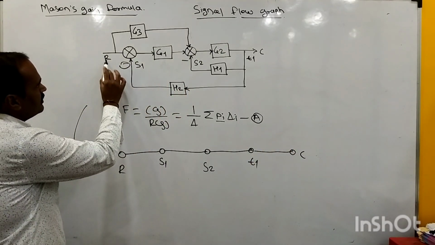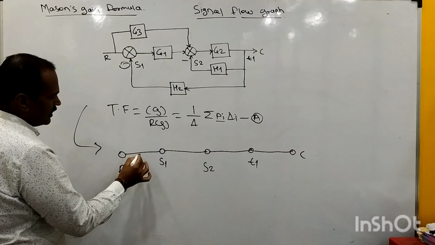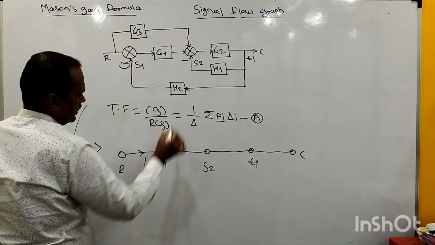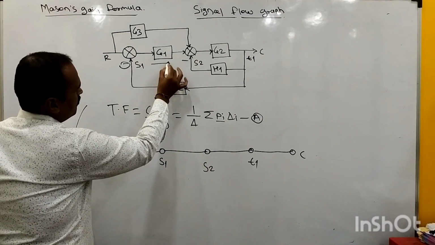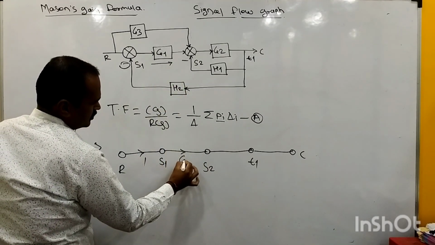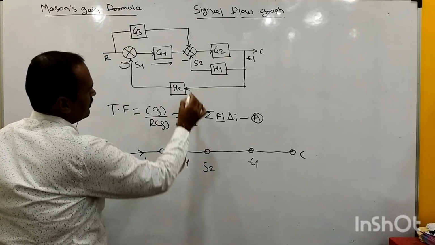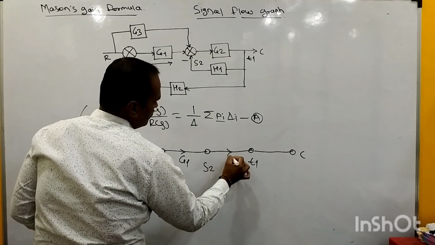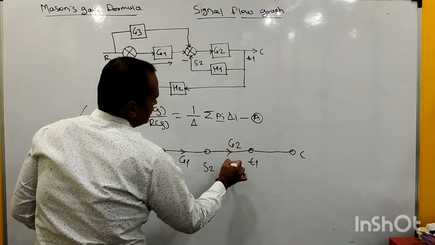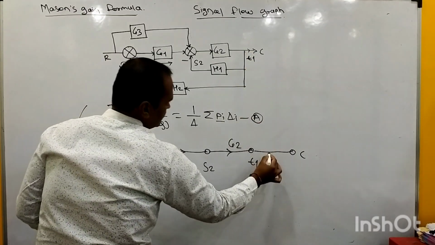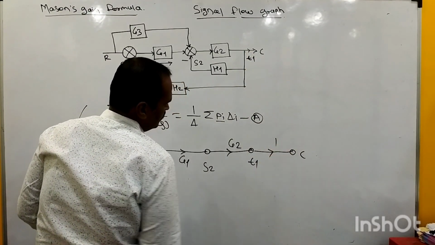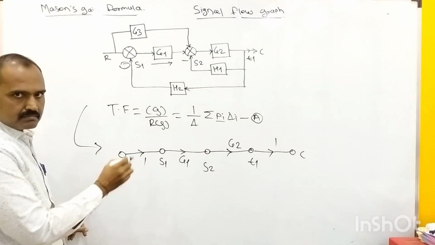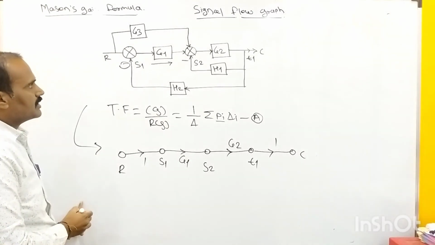As you can see, in between this R and C, this is the forward path. The gain of that forward path is how much here? 1. Similarly, in between summing point number 1 and summing point number 2, we have another forward path whose gain is equal to G1. In the same manner, in between summing point number 2 and takeoff point number 1, we have another forward path whose gain is equal to G2. And as far as this particular line is concerned, its gain is equal to 1. In this way, these two forward paths are to be denoted in this probable signal flow graph representation, right?